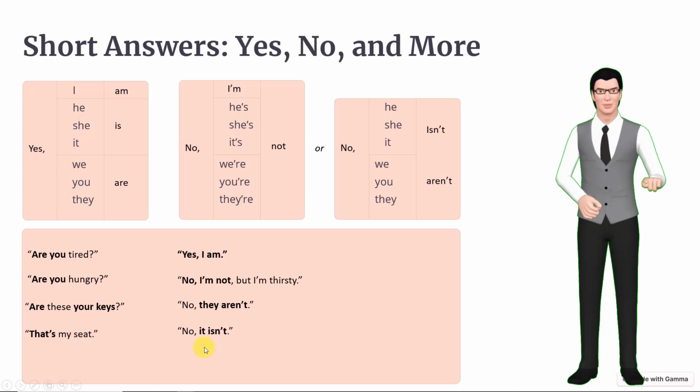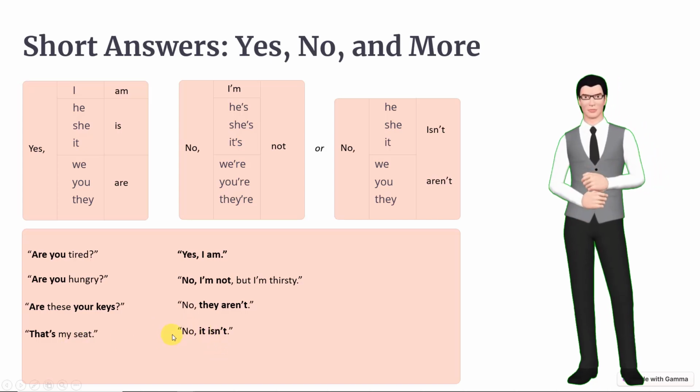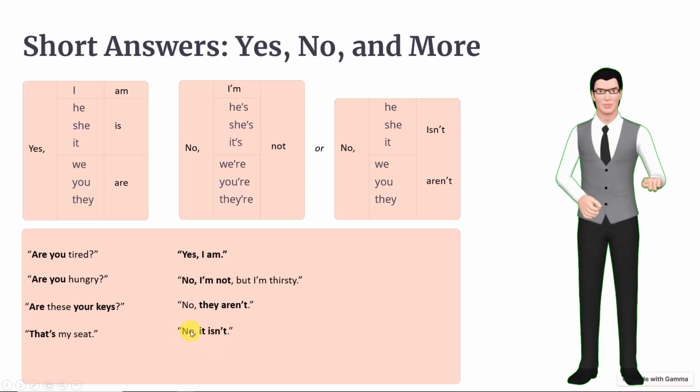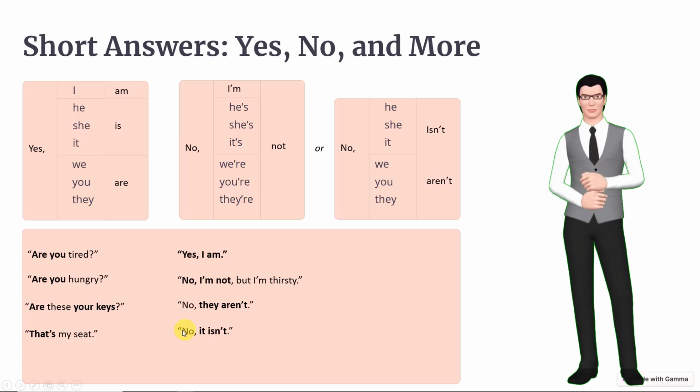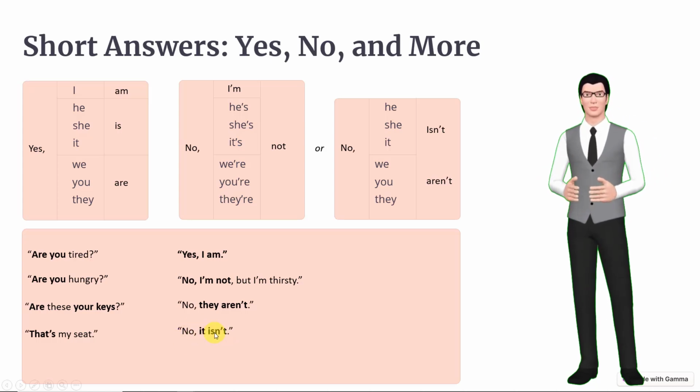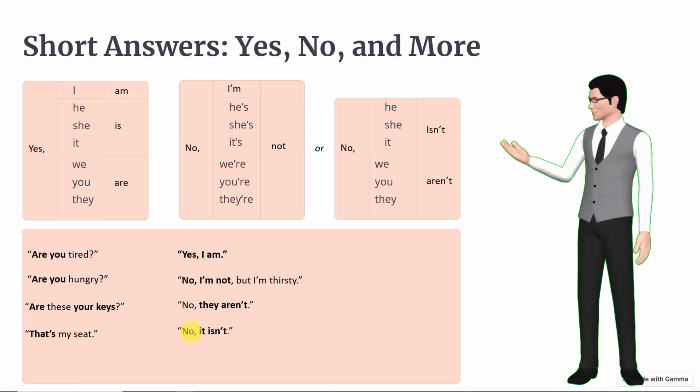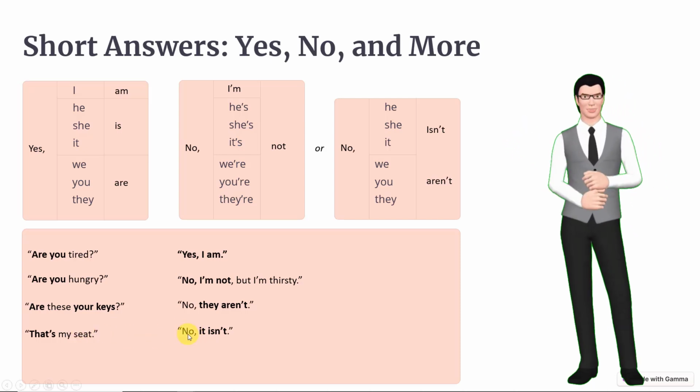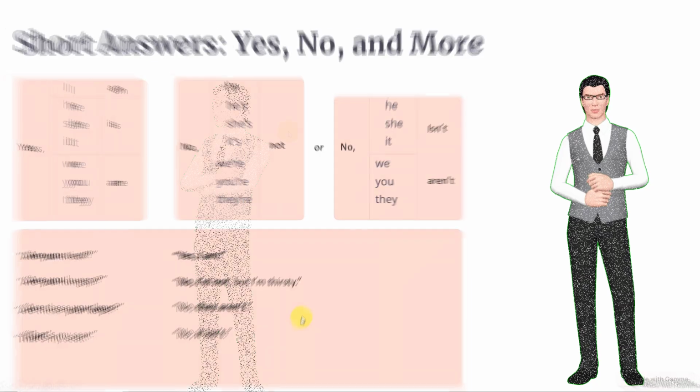Now, guys, in this case the person could have just said no. It's also correct. But if you say no, it isn't, it's just much more polite. It doesn't sound so aggressive. Sometimes if you just say no, people will think you're a little bit rude. So yes, it's better to say no, it isn't. It's better English, put it this way.